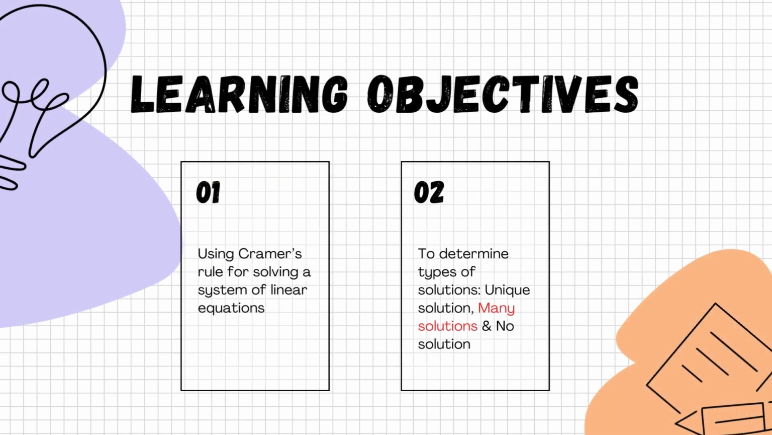What can we learn after watching this video? We can use Cramer's rule for solving a system of linear equations. Secondly, we are able to determine the types of solutions, such as unique solution, many solutions, and no solution.